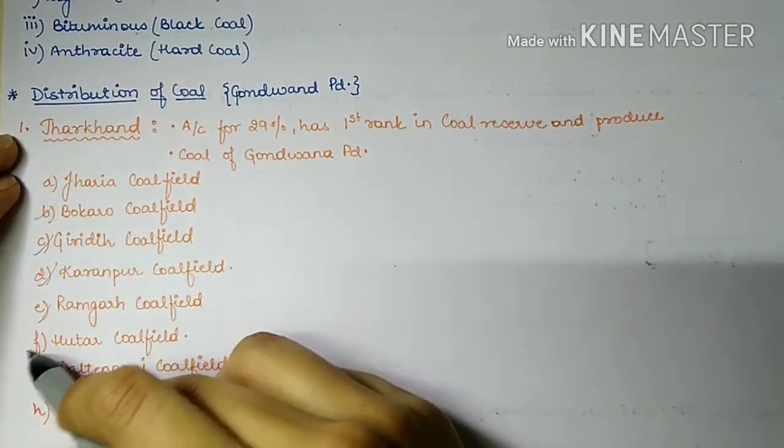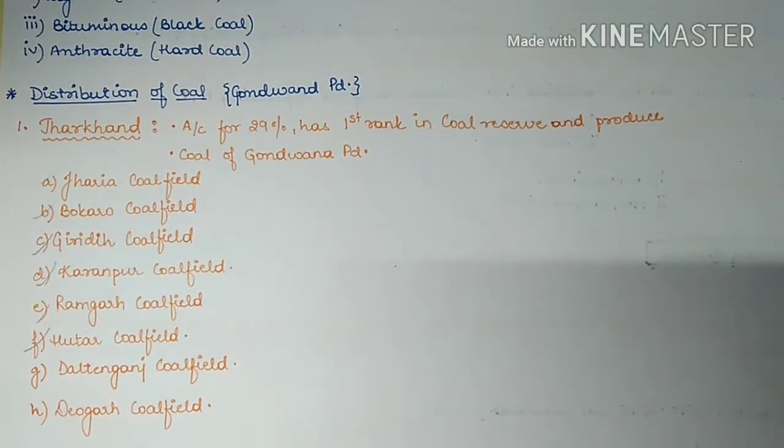Then we have Hathur coalfield. Hathur coalfield stretches over 200 square kilometers, and it is in Palamau district. Now it has a thin layer of coal, and the coal is of inferior quality, which contains 50% of carbon, 30% of volatile material, and 20% of ash.